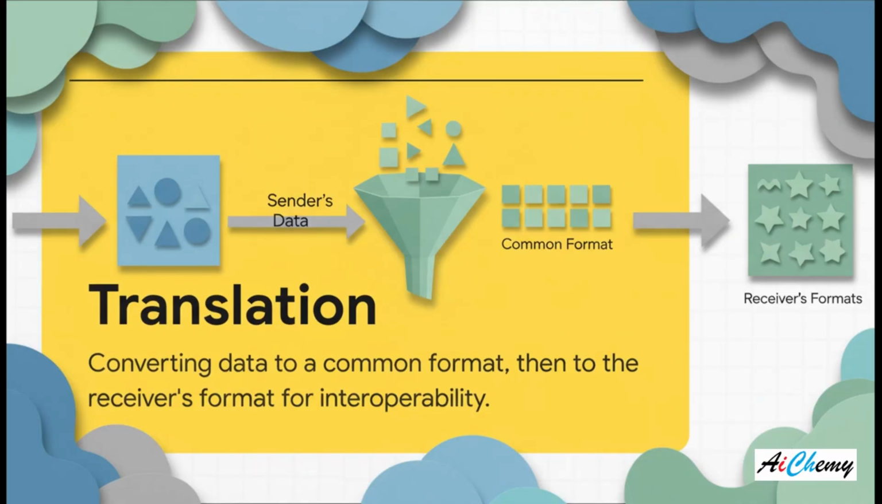So how does the presentation layer fix this? Well, the solution is actually pretty genius. Instead of creating a separate translator for every single possible language pair, which would be a nightmare, it establishes a common language. It takes the data from the sender, translates it into this universal format, and then translates it from that common format into whatever the receiver understands.